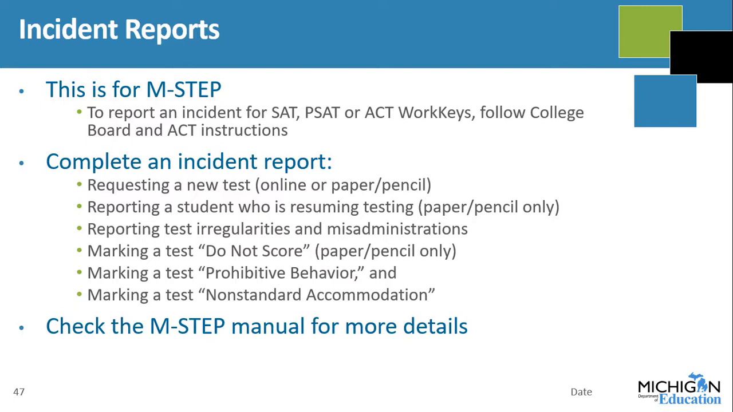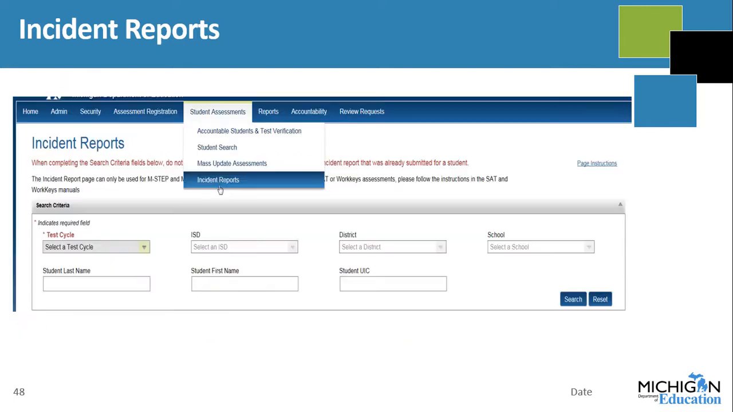For MSTEP, you would want to submit an incident report to request a new test, whether it be paper and pencil or online, to report a student that will be resuming testing for paper and pencil, reporting test irregularities and misadministrations, or to have a test marked as prohibited behavior. You can find more details about when an incident report should be submitted in the MSTEP Test Administration Manual.